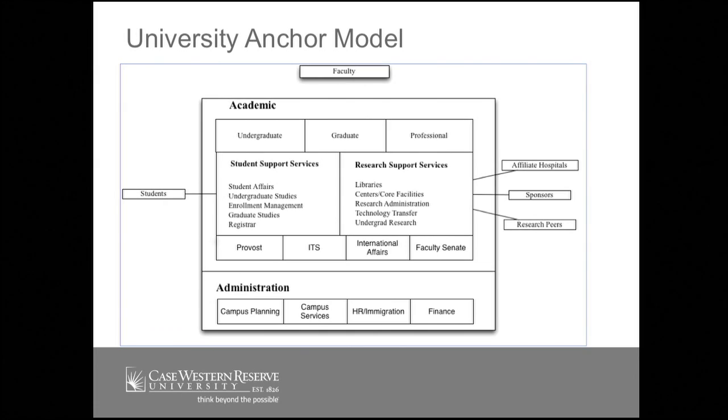And then at the bottom of the anchor model is your administration. So your campus planning, your office space, classrooms, your research space. Campus services is purchasing, accounts payable, getting your research paid for. And then HR and immigration is your payroll and your benefits. And then finance would be the accounting that goes behind the grants that you're working on. So that's at a high level what an anchor model looks like.